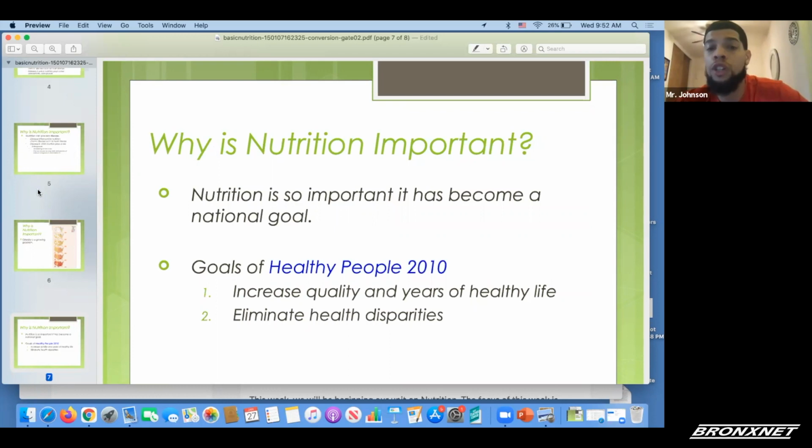So nutrition has actually become one of the national goals of America since 2010. And ever since, we've been working on cutting our numbers down, especially in adolescents. And adolescents are children. So right around your age, there's a huge influx in overweight children, and nutrition is going to become one of the main solutions to this problem.